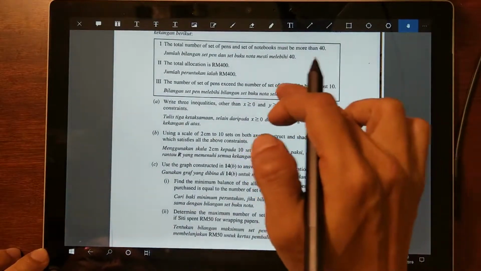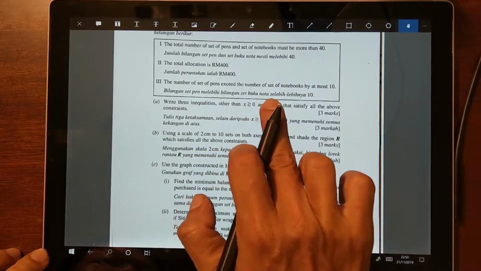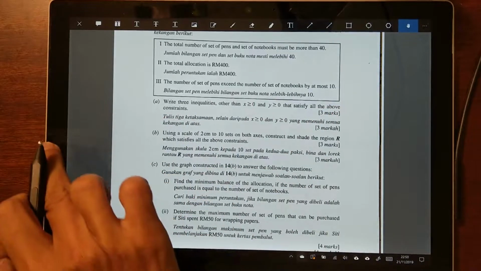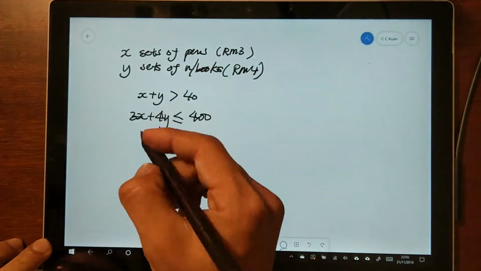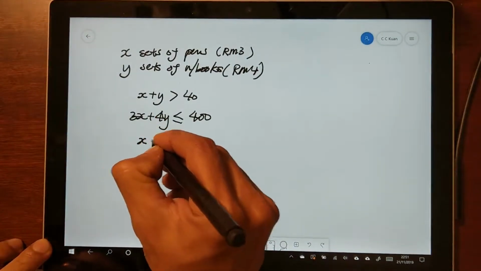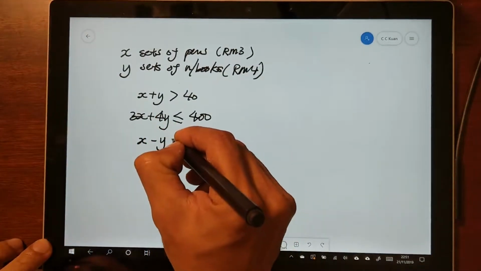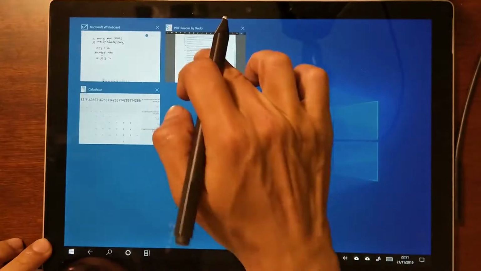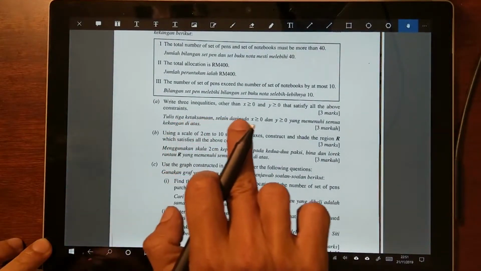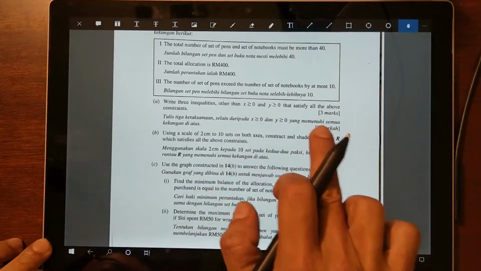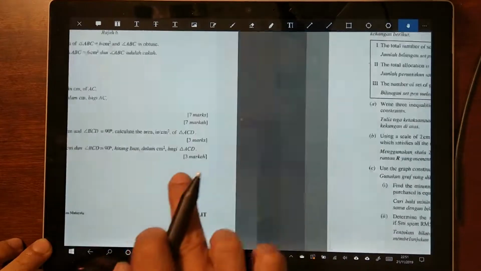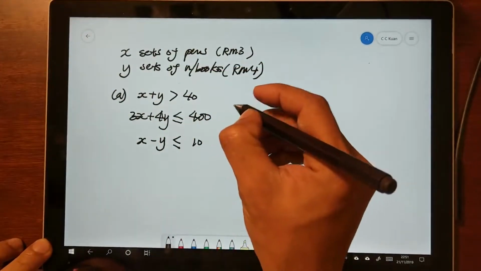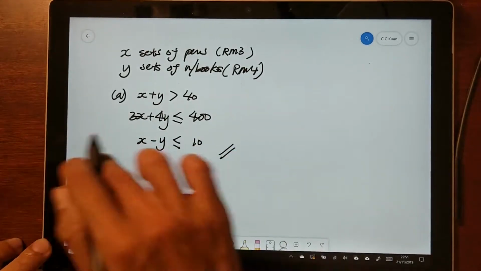And finally, the number of sets of pens exceeds the number of sets of notebooks, so x is greater than y by at most 10. So we have the number of pens minus the number of notebooks has to be less than or equal to 10. At most the difference is 10. Easy enough. The three inequalities, other than x and y greater than or equal to 0, satisfy the above constraints, so we've already done that. Okay, so that's section A done.